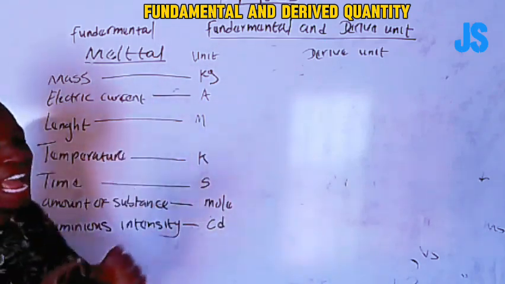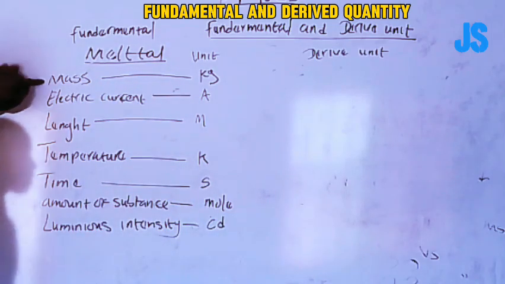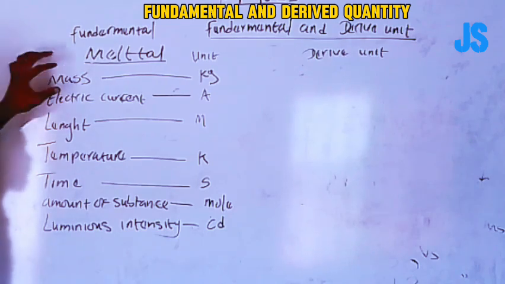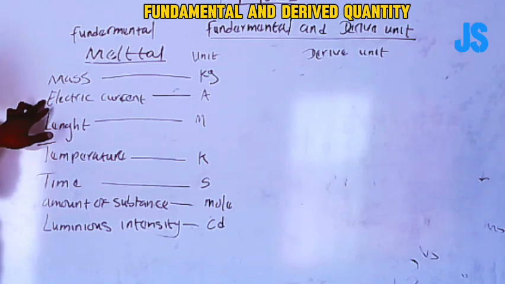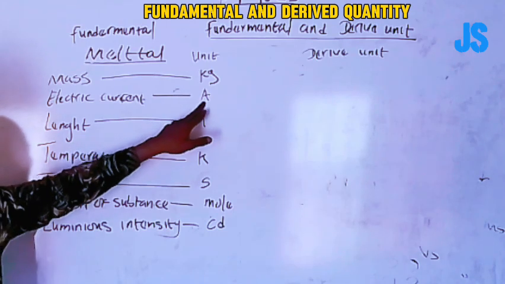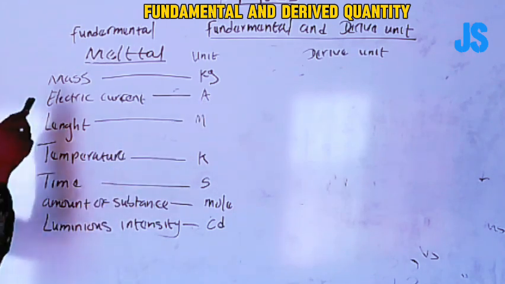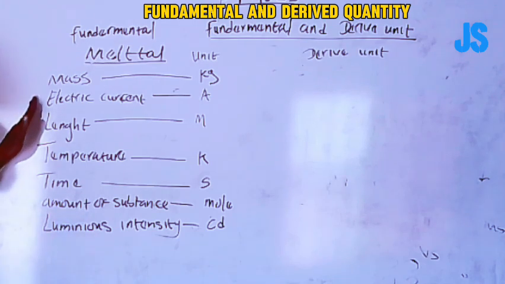And other substances like that. Mass has its unit. There are instruments you can use to measure mass, and the instrument you can use to measure electric current is the ammeter. All these are measuring instruments.